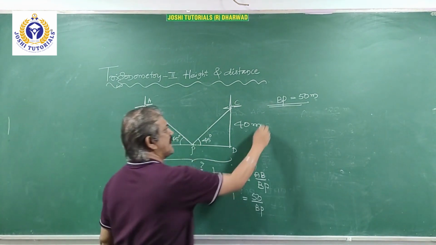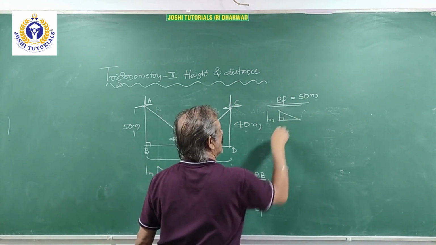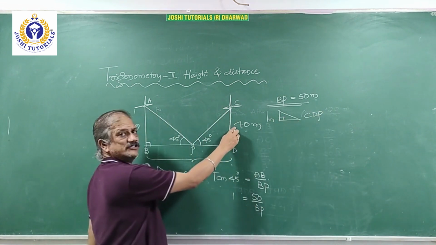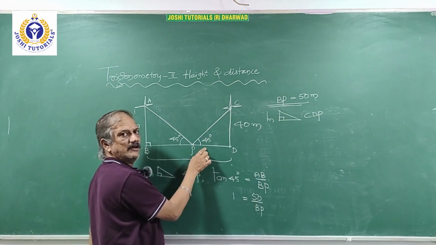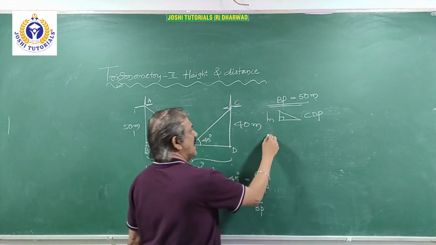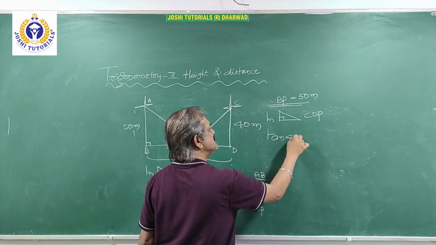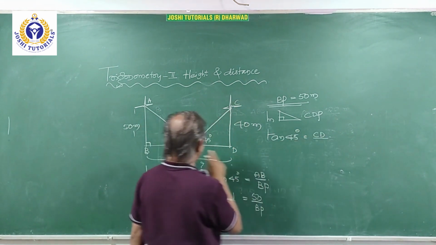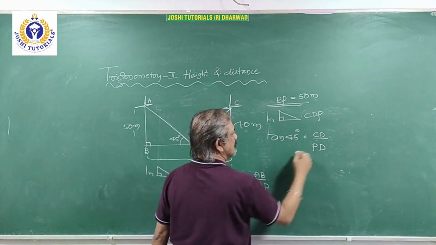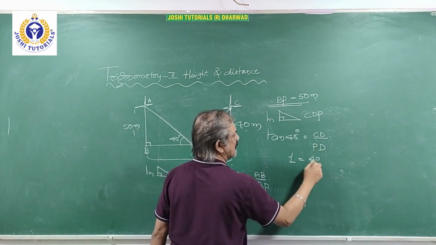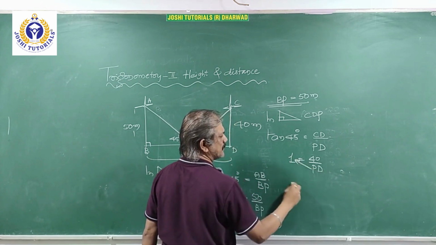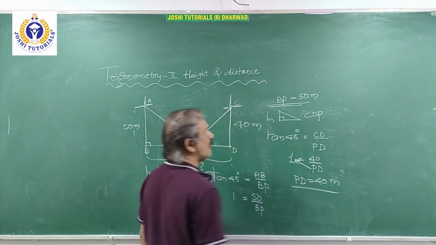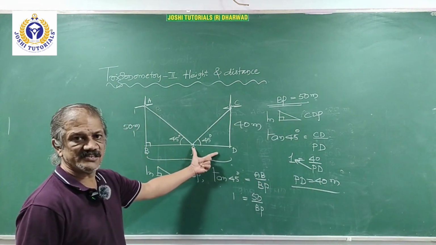Now go to right angle triangle CDP. Again, the opposite is given, and you have to find the base, adjacent. Again, tan 45 degree is equal to opposite CD divided by PD. It is 40 divided by PD. Cross multiplication, PD is equal to 40 meter. So we have got this distance also.